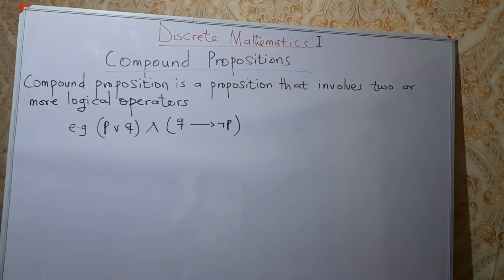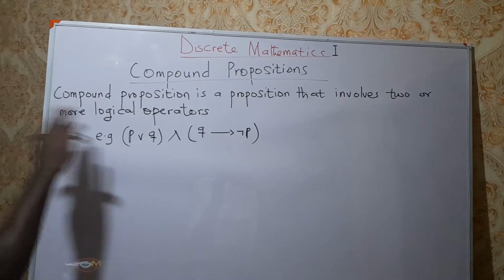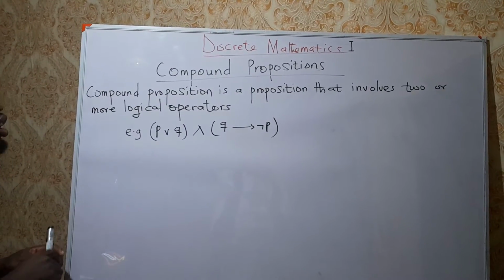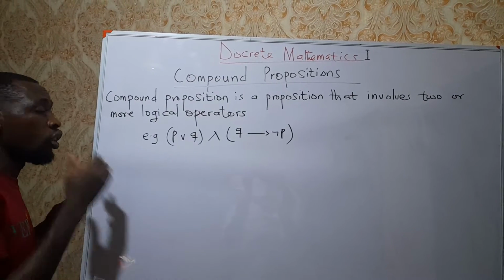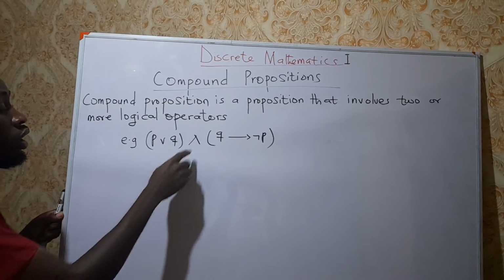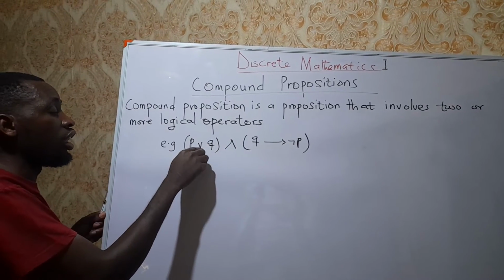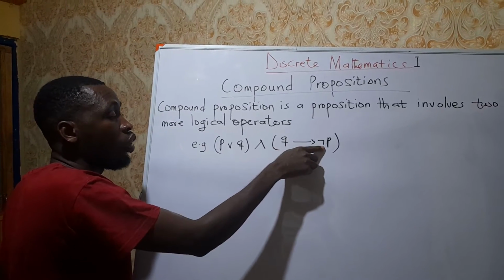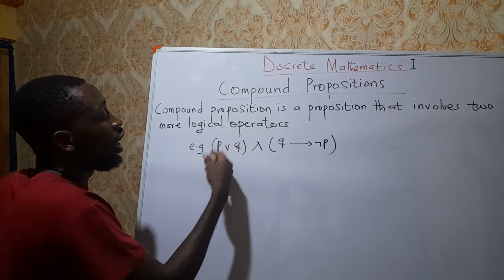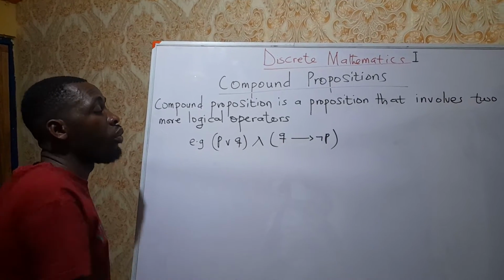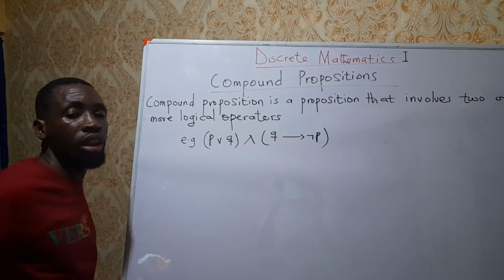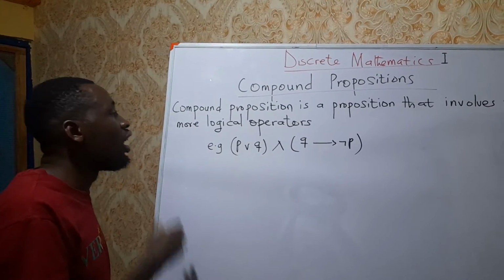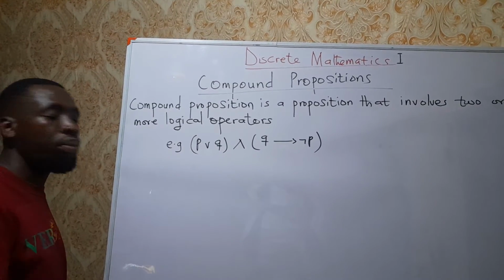So our first stop, we'll look at compound propositions. When we talk of a compound proposition, it's a proposition that involves two or more logical operators. So we learn a lot of logical operators. For example, this is a conjunction statement, this is a disjunction statement, and this is a conditional statement, as well as its negation. So you see that there are about four logical operators here. 1, 2, 3, and a negation. So when you have any proposition that involves more than one logical operator, then that proposition is a compound proposition.